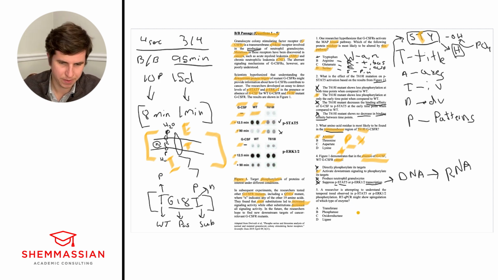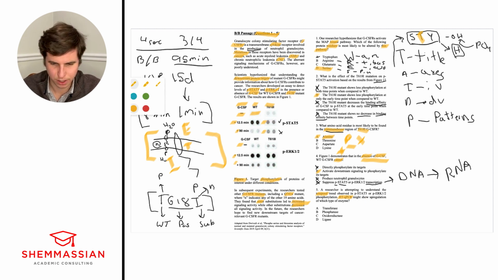And then our last question here. A researcher is attempting to understand the temporal trend, right? So temporal means time, observed in p-STAT5 or p-ERK1/2 phosphorylation. We use RT-qPCR, right? Reverse transcription, quantitative, real-time PCR, where we're looking at mRNA. mRNA is one of the big things for RT-PCR. Might show upregulation, right? That's like an increase in activity in which type of enzyme. Okay, so in p-STAT5 and p-ERK1/2, we're looking at the temporal trend.